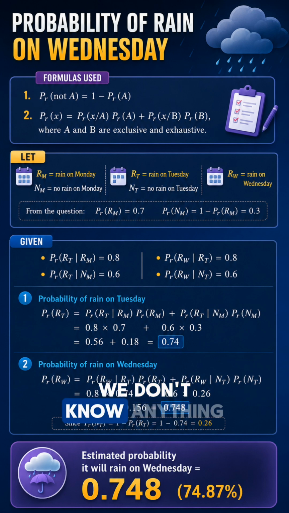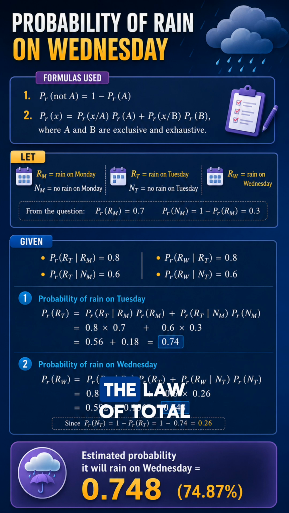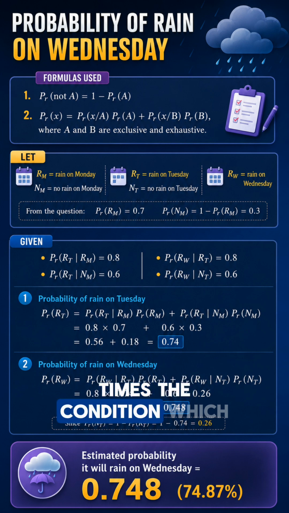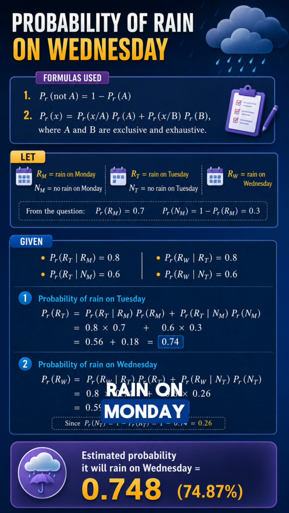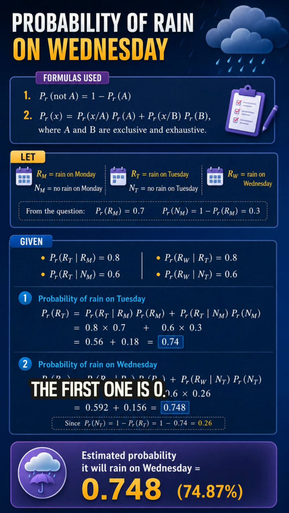Now, we don't know anything about the probability that it will rain on Tuesday. So we can use the law of total probability to get it. The probability that it will rain on Tuesday is equal to the probability that it will rain on Tuesday, given that there was rain on Monday, times the probability that it will rain on Monday, plus the probability that it will rain on Tuesday, knowing that there was no rain on Monday, times the probability of no rain on Monday. The first one is 0.8 times 0.7 plus 0.6 times 0.3.